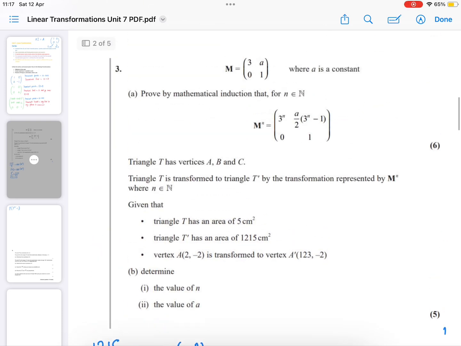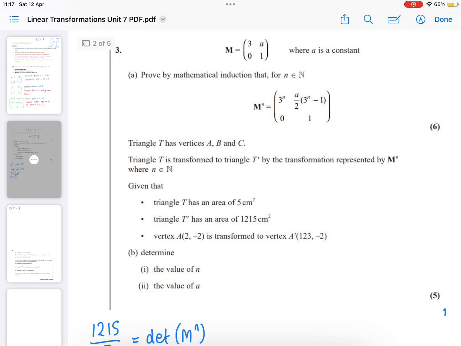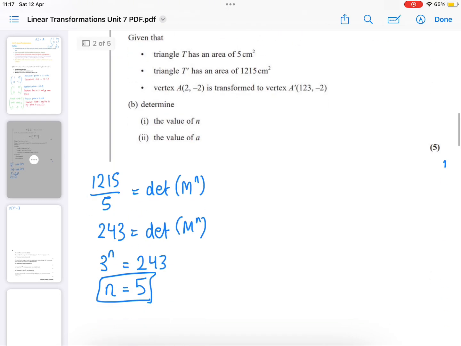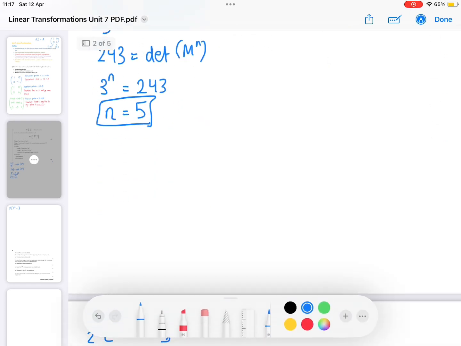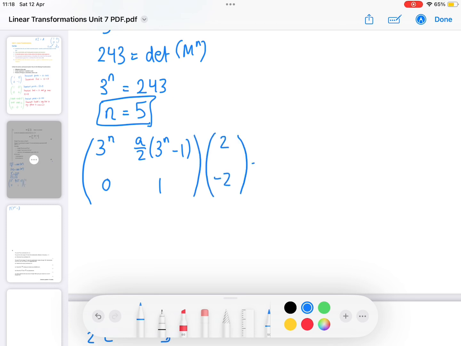So the vertex (2, -2) is transformed to (123, -2). The transformation matrix always goes before the point. We have the matrix 3 to the n, a over 2, 3 to the n minus 1, 0, 1, times (2, -2), equals (123, -2). And then we need to solve that by actually multiplying together the matrices.